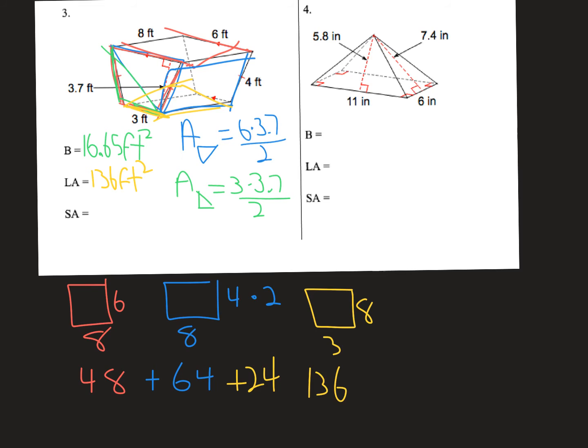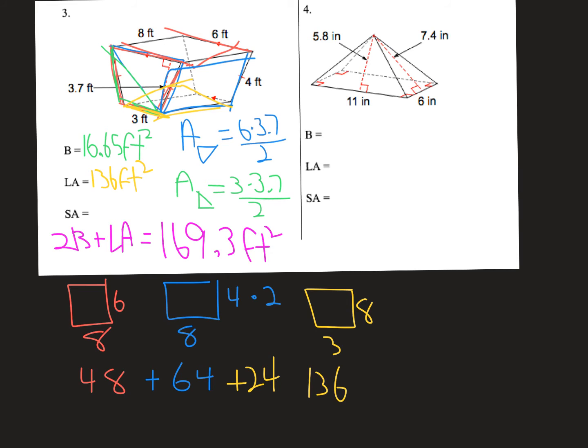The surface area, just like the cylinder, is 2 bases plus the lateral area. So I'm going to double that 16.65, and then I'm going to add the 136, and I'm going to get 169.3. Oops, put the decimal in the wrong place. There we go. And the units on that are feet squared.